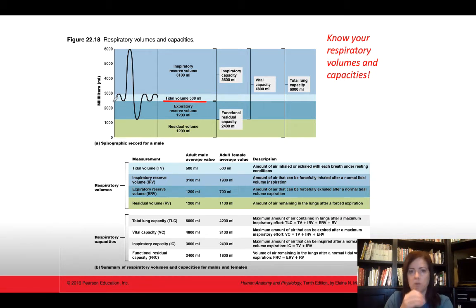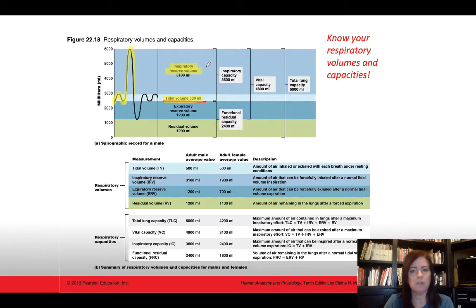If we hook someone up to a spirometer and they were just breathing in and out normally, this is what we would see: inhalation, exhalation, inhalation, and that would be tidal volume at 500 milliliters. What happens if we have our patient breathing in and out and then we say, take a big breath in, breathe in as much as you can? That's going to look like this on our tracing. They're inhaling as much as they can, and then they exhale that. That is an important volume. That is called our inspiratory reserve volume.